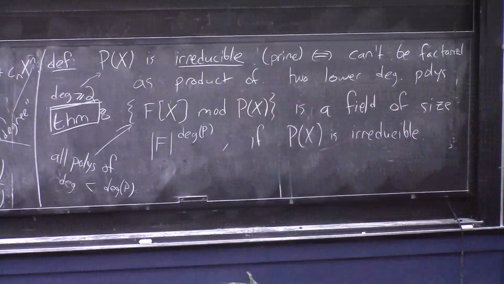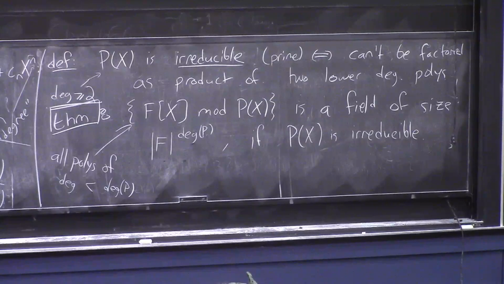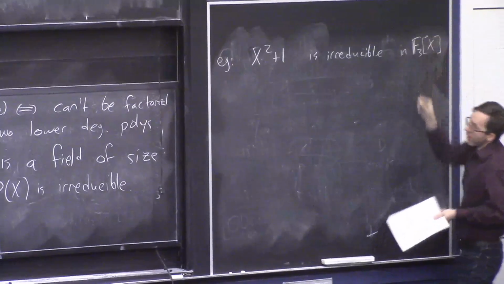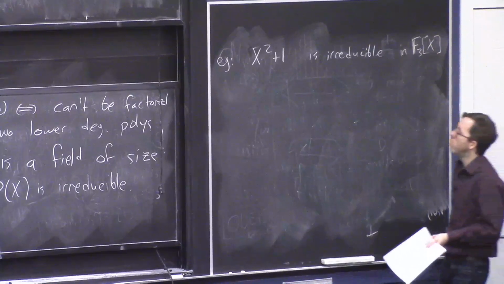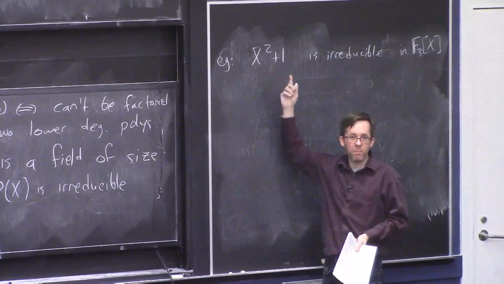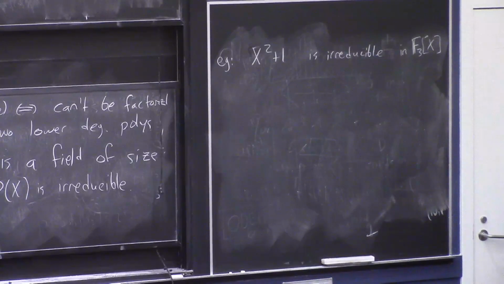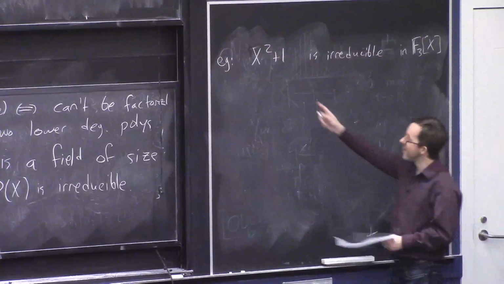So, as an example of this, let's consider the field to be f3, the integers mod 3. And then you can check that this polynomial, x squared plus 1, is irreducible in f3. You can brute force check that there are no two linear polynomials mod 3 that multiply to this guy. I mean, there's only 9 polynomials of degree up to 1. So you can just try multiplying them all together and see that none of them equals this.